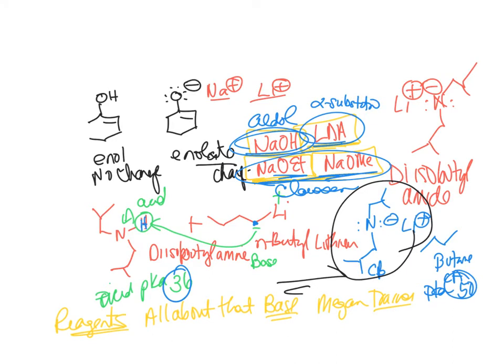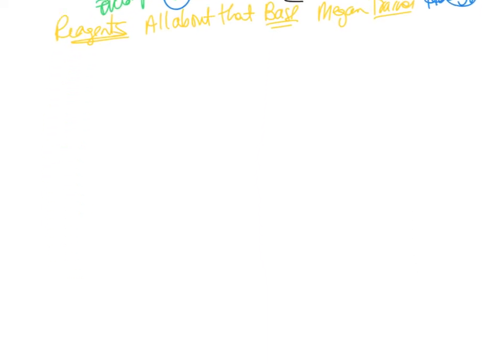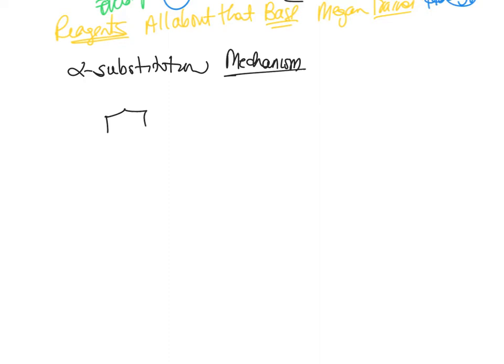Okay, so what's an alpha substitution reaction? Well, alpha substitution. That is the mechanism, by the way. You're going to have to know the mechanism. This is your new mechanism. So if you take like this ketone here, okay, you all know that that's cyclohexanone. And you know it's a ketone.